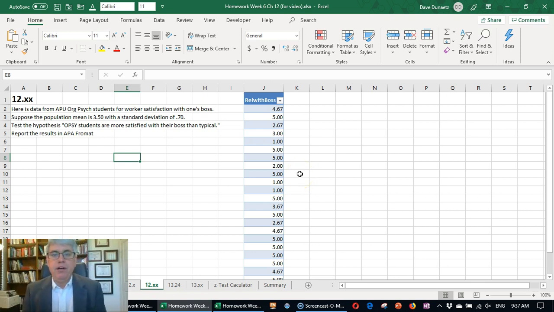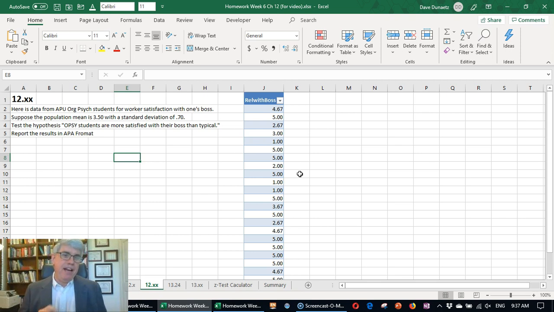And suppose that we know that the population mean, that means everybody in the world, the average is about 3.50 with a standard deviation of 0.7. What we want to do is test the hypothesis that org psych students are more satisfied with their boss than typical, than average, than the rest of the world.